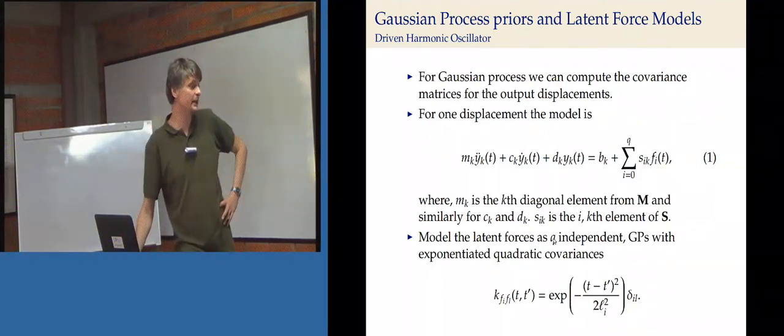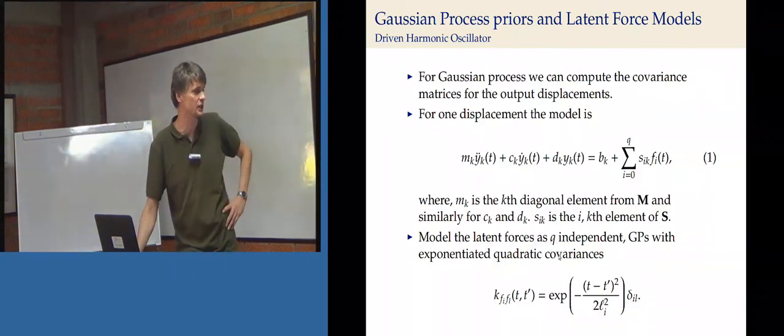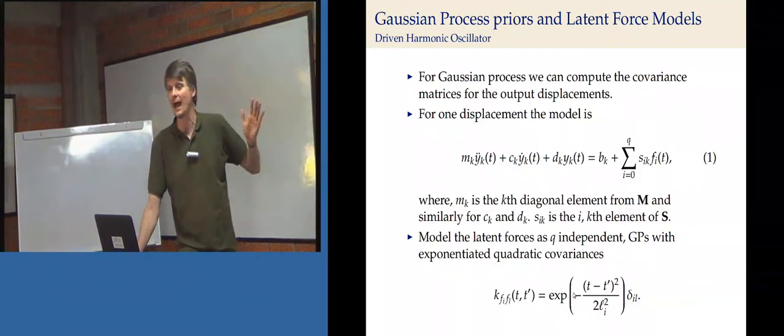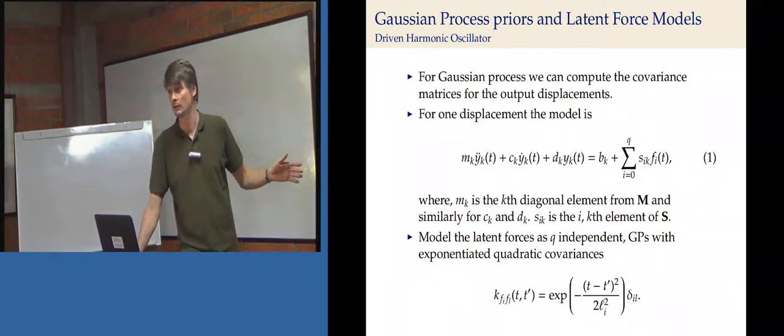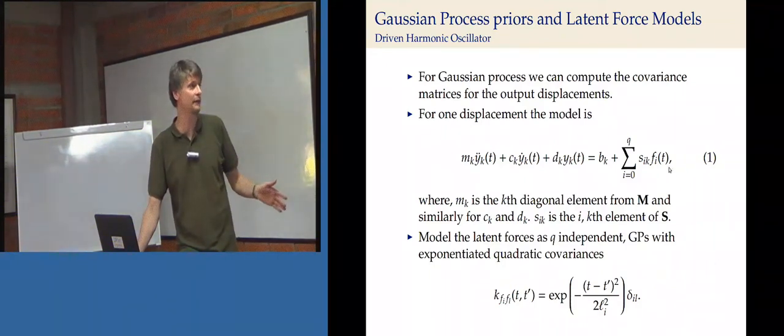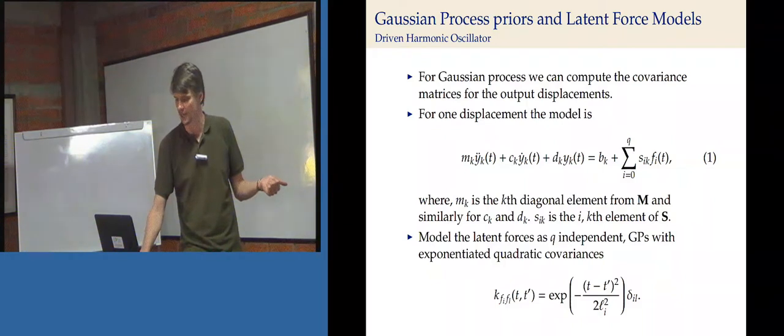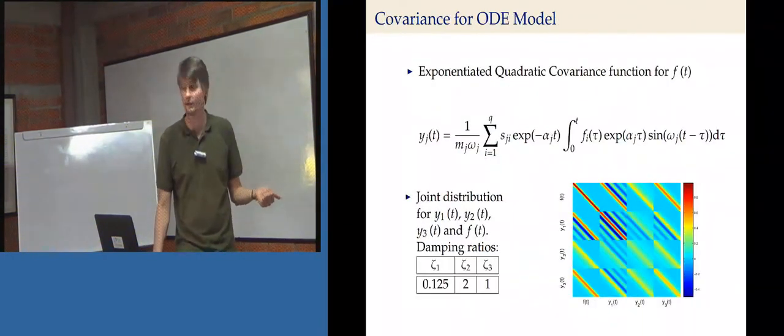In particular, it turns out if we use these exponentiated quadratic covariances, we can solve for the form of the final covariance analytically. And so what kind of weird covariance is that? This is going to be a joint covariance over F, the latent forces, and Y, the observed displacements. So it's a multi-output covariance again. Does that make sense? Hopefully it will on this slide. There's the multi-output covariance.